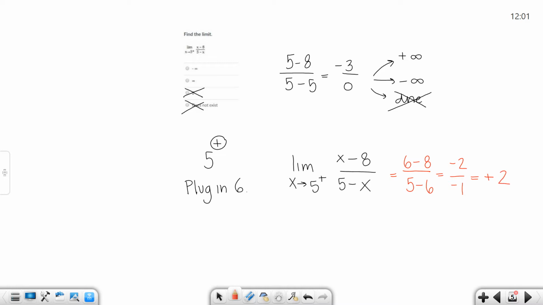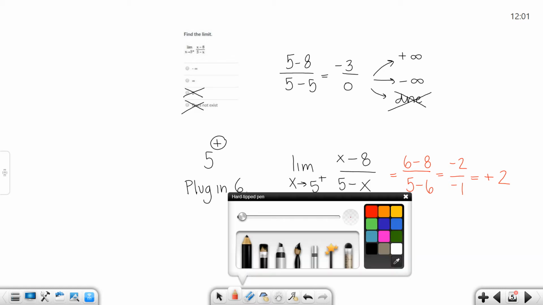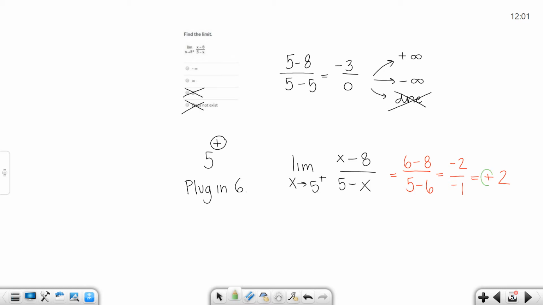Do not pick this as your answer. See, it was one of our multiple choice ones. Do not pick it. All that I'm worried about right here is that it's positive. Since it's positive, that means my graph is going up. And since my graph is going up, positive infinity is the answer.